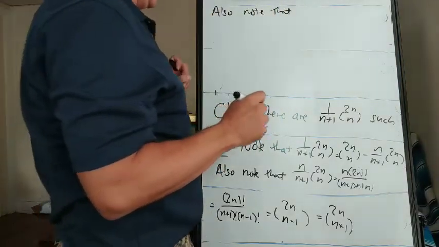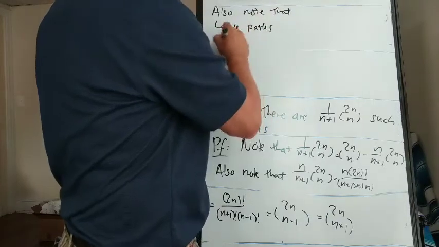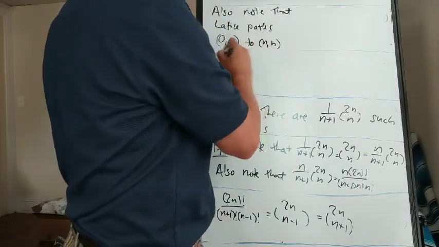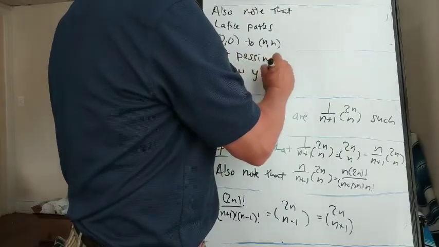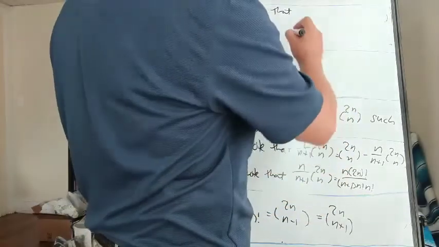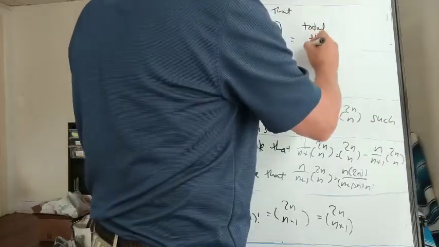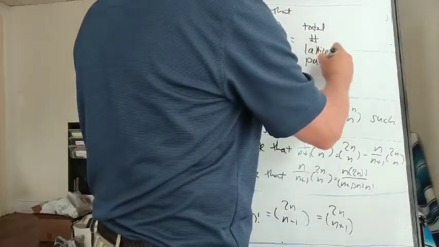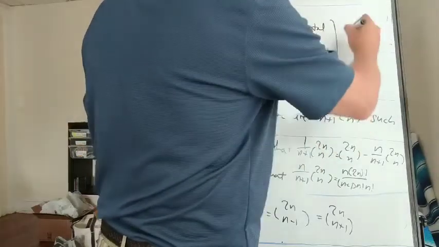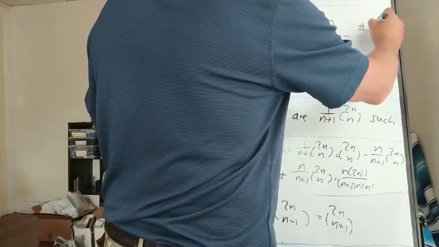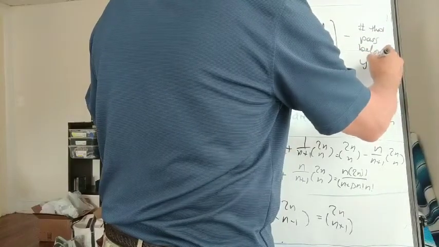Now also, I want to note that the number of lattice paths from 0, 0 to n, n not passing below y equals x equals the total number of lattice paths from 0, 0 to n, n minus the number that pass below y equals x.